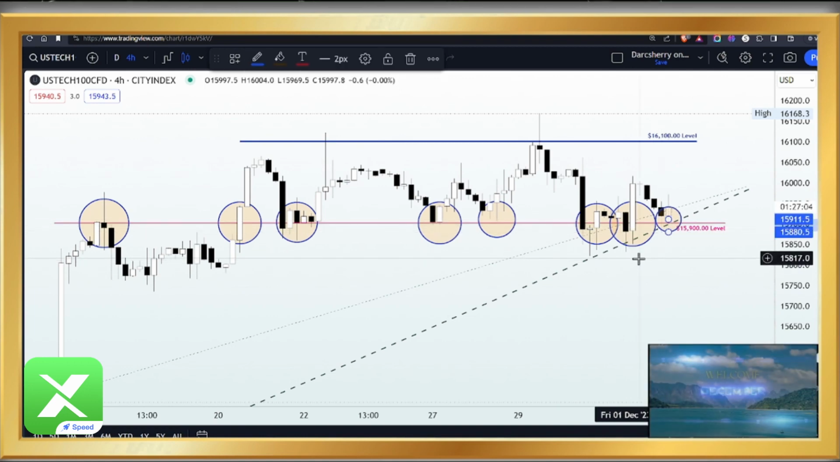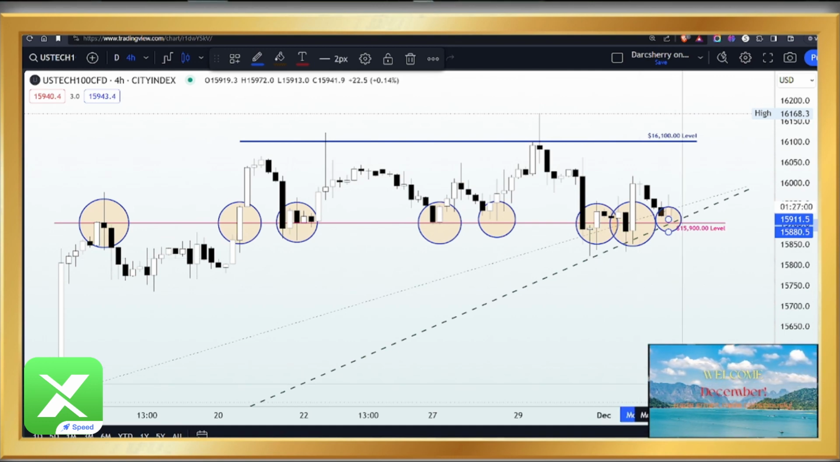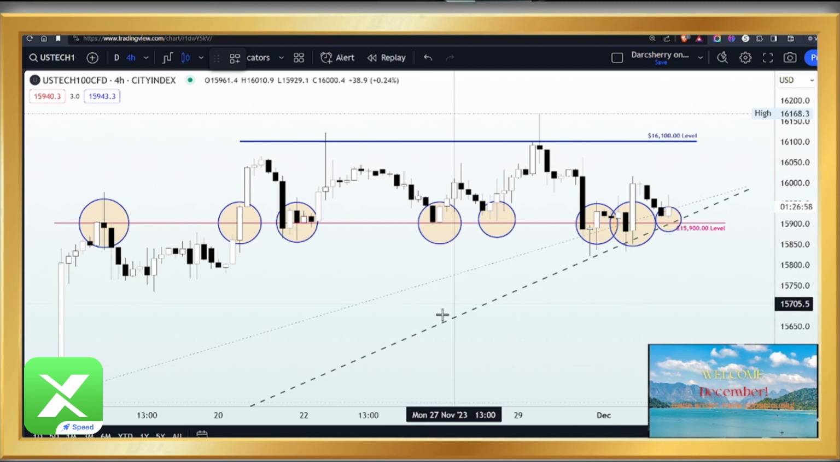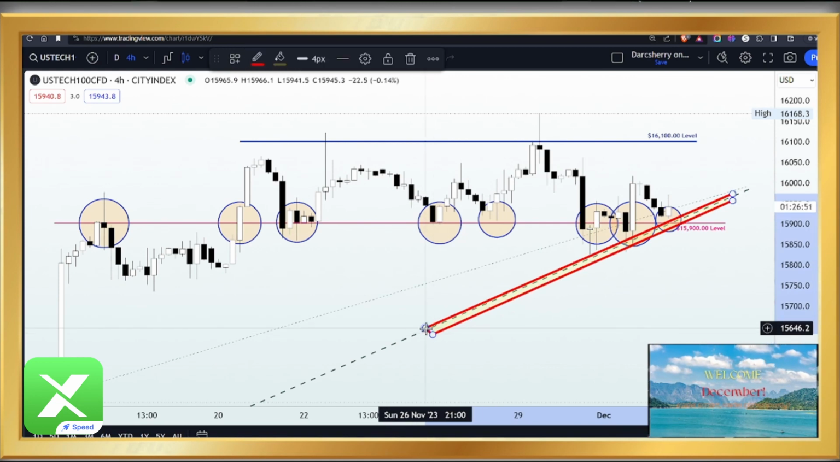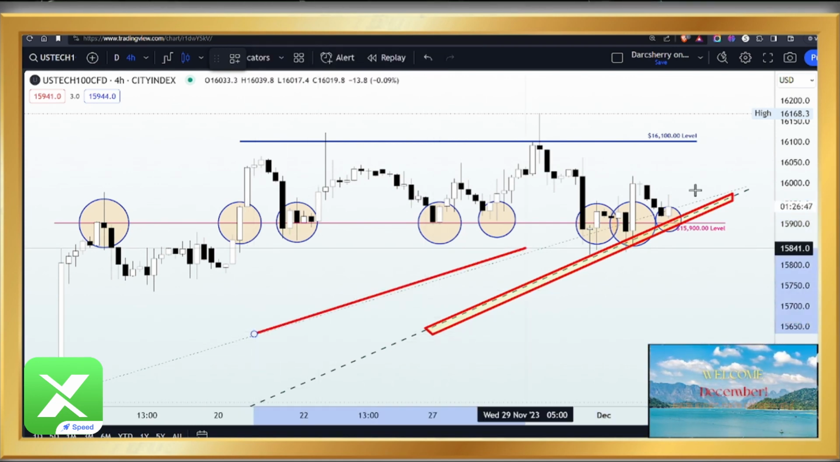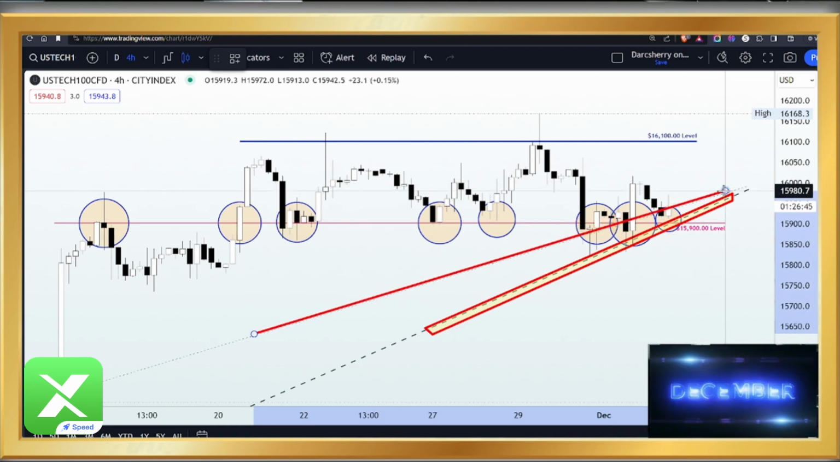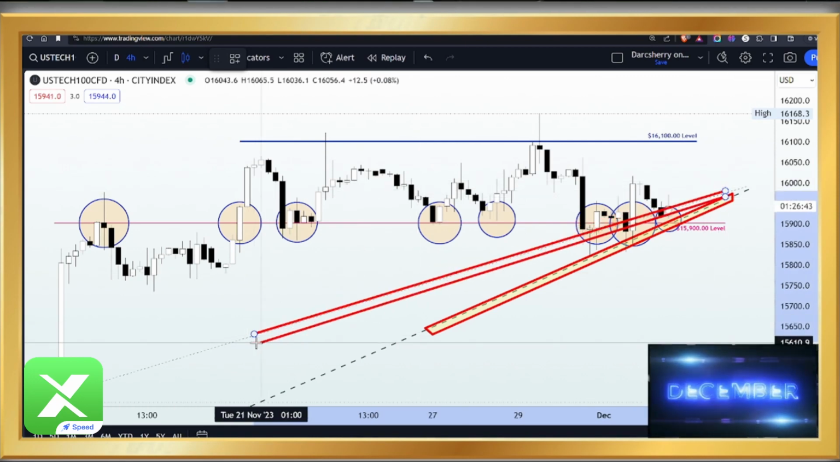Then another thing that makes this level very interesting is that it also shares a confluence with both of the ascending trend lines we spotted earlier. As you will see here, look at the first one right here, lines up with the 15,900, and look at this one too as well, lines up with the 15,900.